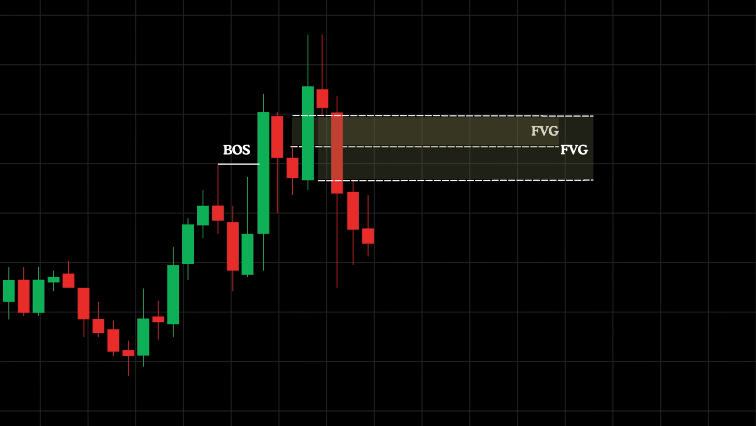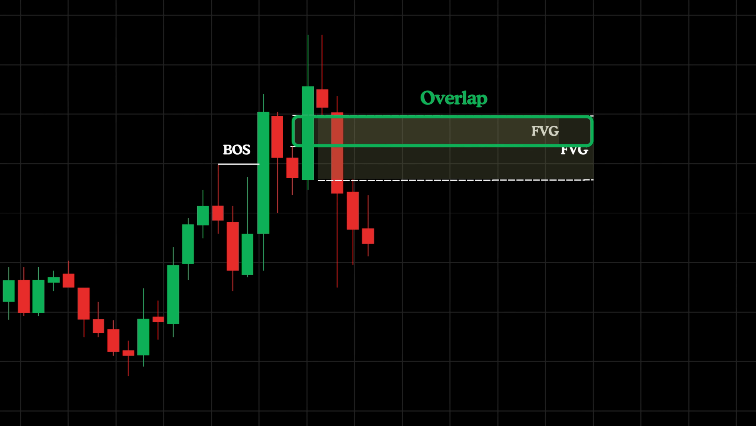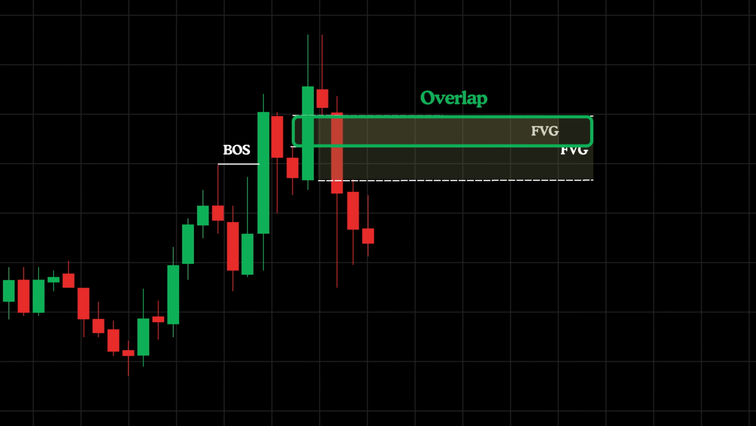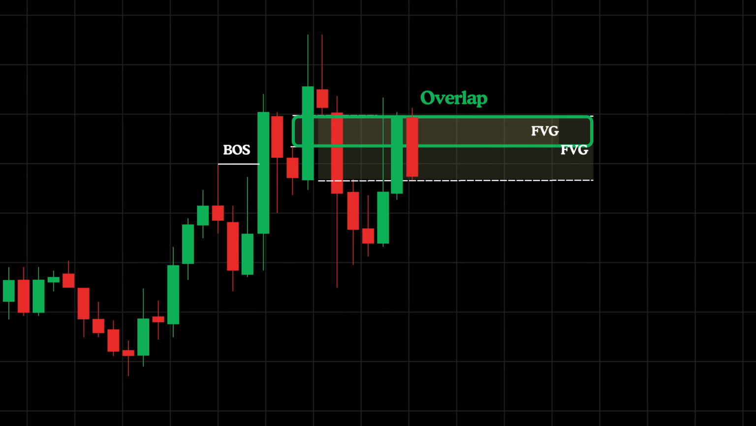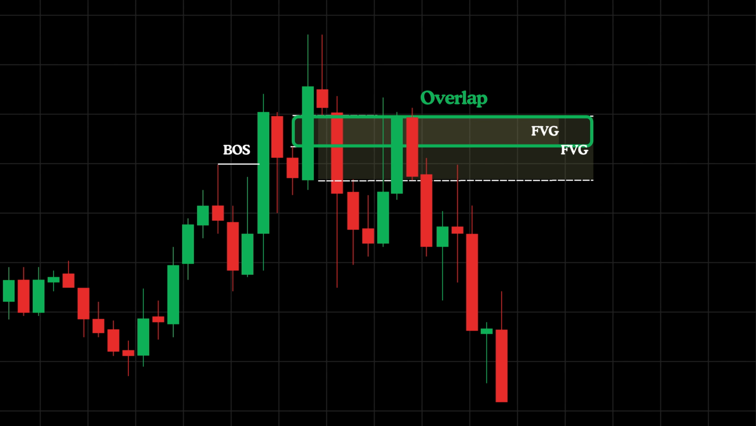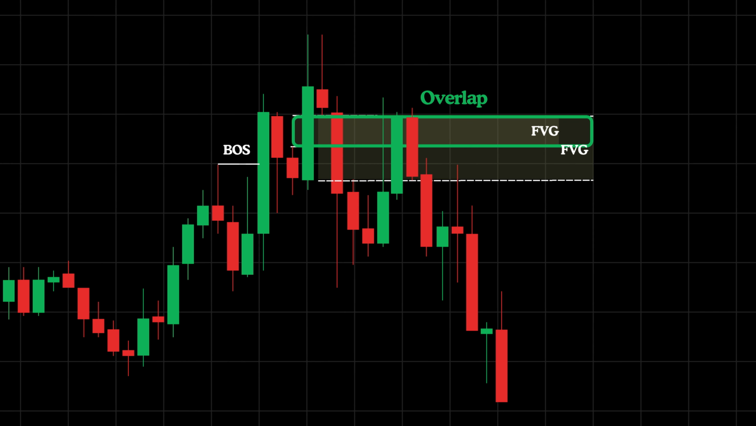Now here's where it gets interesting. If you look closely, you'll see the initial bullish FVG overlaps with the new bearish one. This overlap forms a high-quality supply zone, an area where sellers are more likely to step in. When price retraces back into this zone, the probability of rejection increases, giving us a clean opportunity to enter a short trade in line with the current bearish momentum.